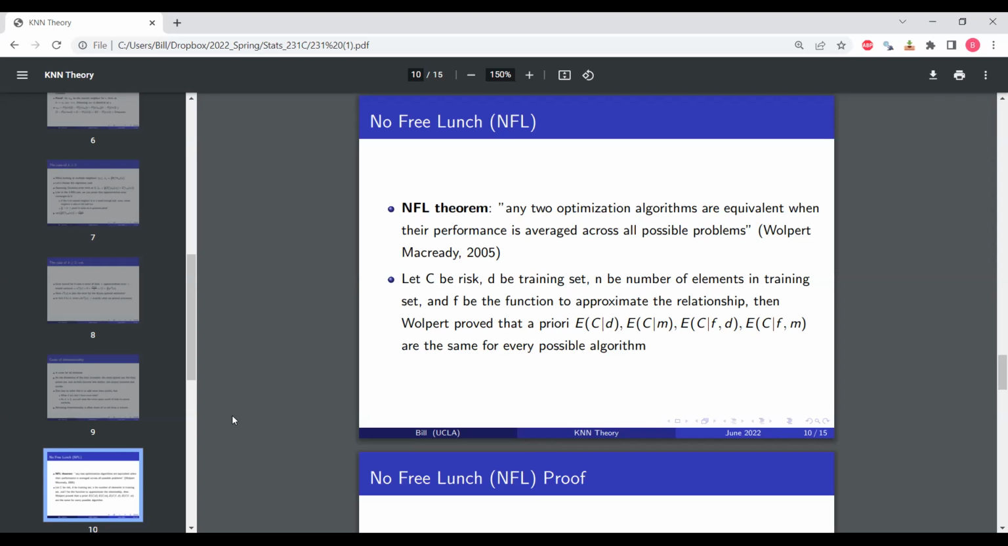So to put it in mathematical terms, let C be the risk function, let D be the training set, let N be the number of elements in the training set, and let F be the posterior function to approximate the relationship. Then Wolpert proved that a priori, the expected value of the risk function, conditioned on the training set, the number of elements in the training set, the posterior, and anything else, when averaged, will be the same for every possible algorithm.